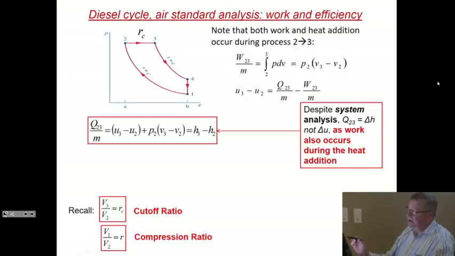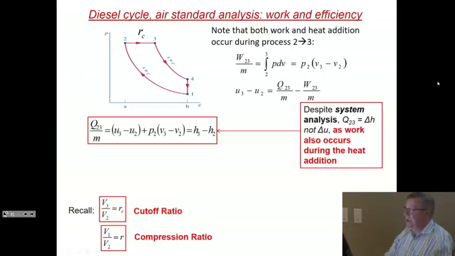So when we now look at the work in 2 to 3, you have both work and heat, because the piston moves, yet you have fuel that keeps being injected. So the work is the motion of the piston. W23 over m is the integral of p dv. We assume p is constant, just to make the integral simple. So that's p2 times (v3 minus v2).